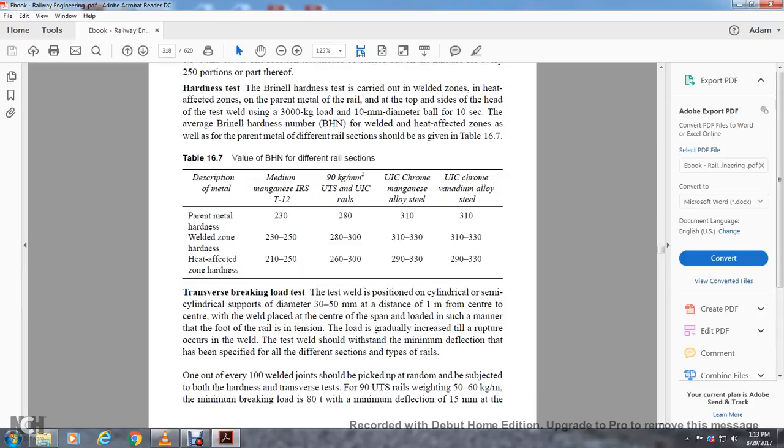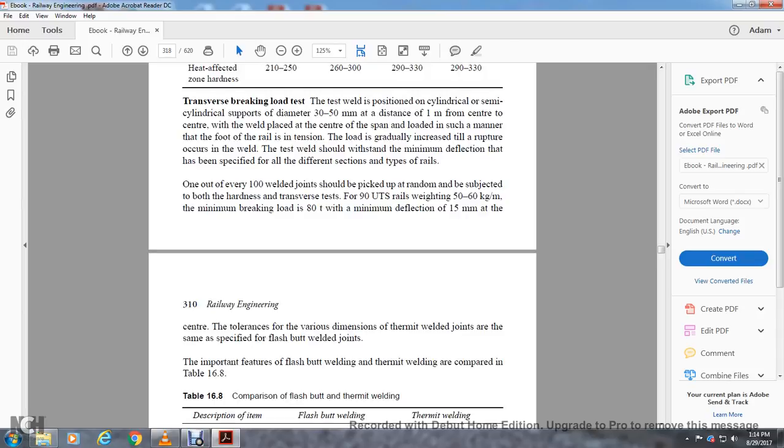One out of every 100 welded rails should be picked up randomly and subjected to both hardness and transverse tests, and ultrasonic testing. For 90 UTS rails weighing 50 to 60 kilograms, the minimum breaking load is 80 tons with a minimum deflection of 15 millimeters at the center. Tolerances of the various dimensions of the thermite welding are specified as with the flash butt welded joints.